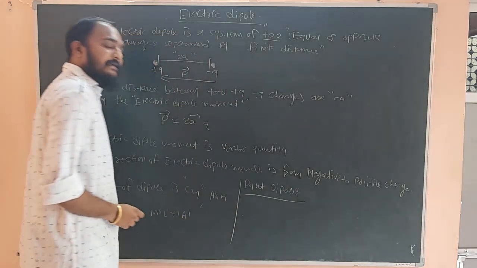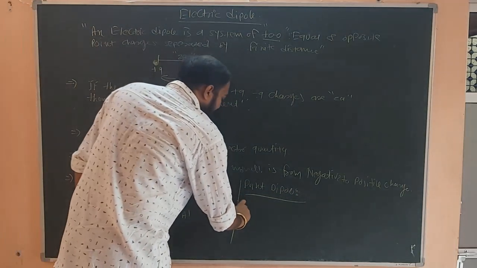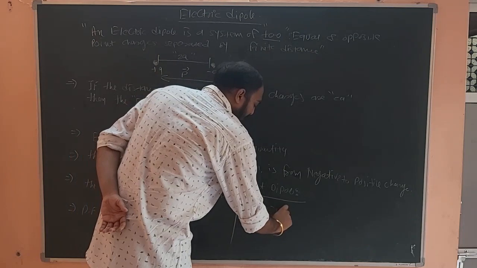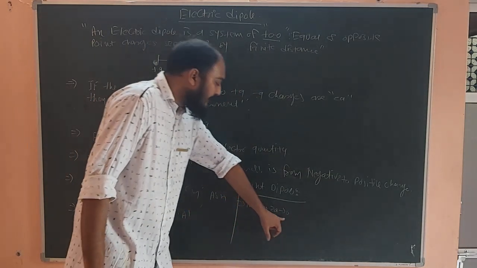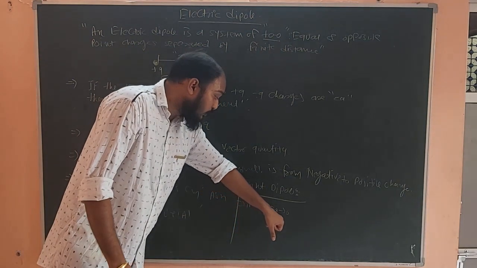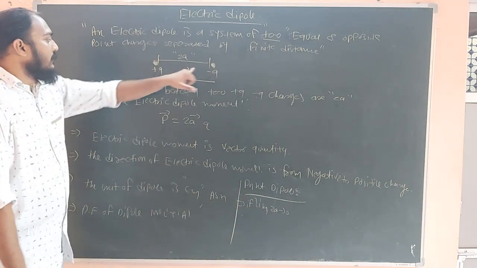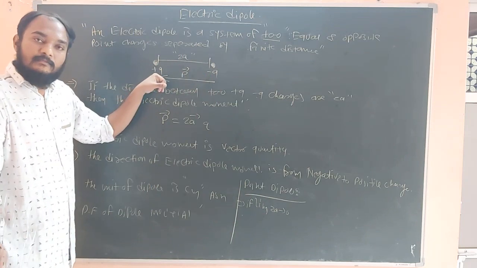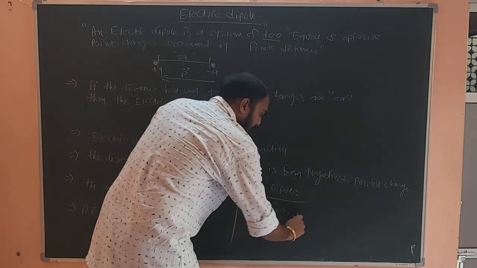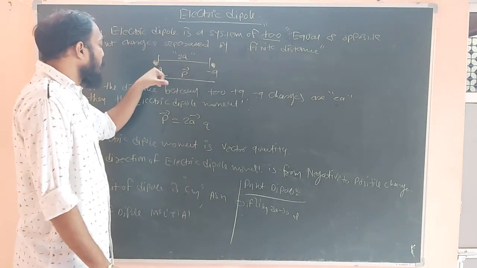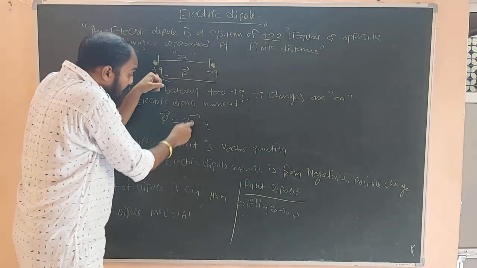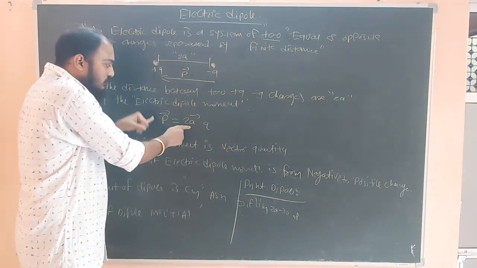So what is a point dipole? We can say that if limit 2a tends to 0, we get the point dipole. What is 2a? The distance between the two charges. If limit 2a tends to 0 and the distance is 0, then both of the charges will be at one point. But if we put this in the equation, p will also be 0.